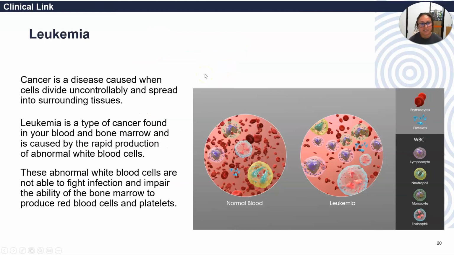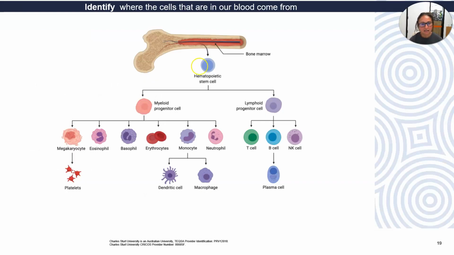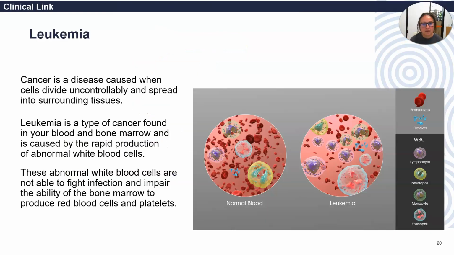So let's do a bit of a clinical link. To get it into our minds, how does this apply to us? Leukemia is cancer in your bone marrow, which means that these cells are dividing uncontrollably. They're doing too much mitosis, and what they're becoming is not what they're supposed to be. So they don't work. Okay.